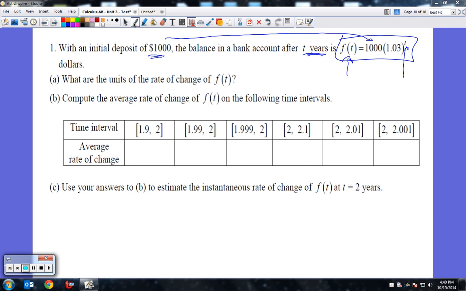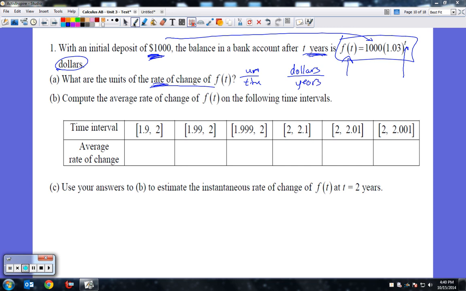What are the units of the rate of change of f of t? So we need some kind of units per time. If you're not given units per time, that's usually, this is the rate of change, so we're looking at the velocity. And the rate of change is either going to be secant or it's going to be instantaneous. Either way, it's going to be units per time. Now the units on this is going to be the money, so it's going to be dollars. So dollars per time, the time is in years.